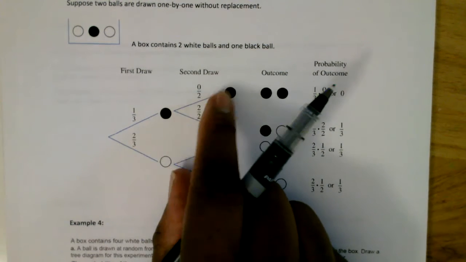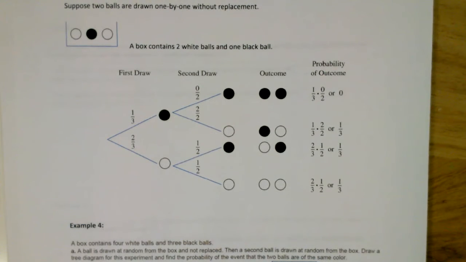0 over 2 is 0. That's an impossible event. Because if I've drawn the only black ball out of the box, I'm not going to be able to draw another black ball on the second draw. So that's an impossible event.